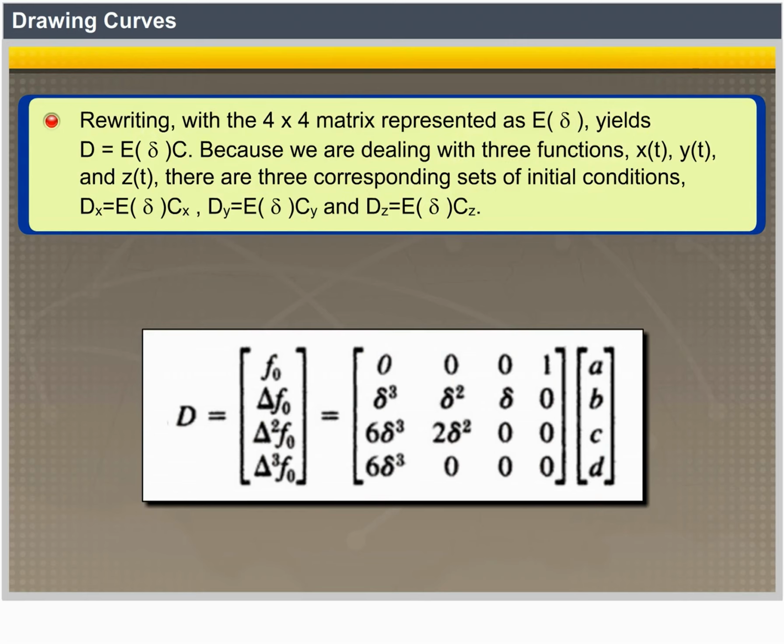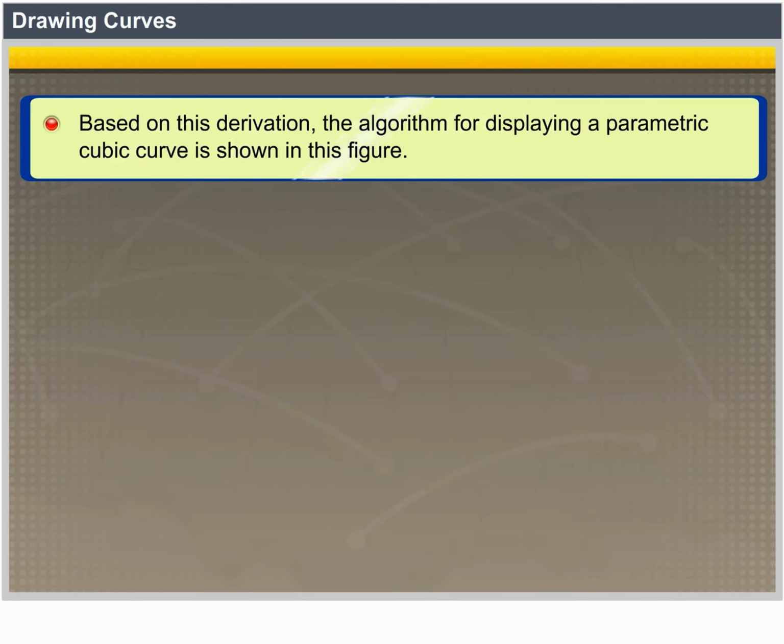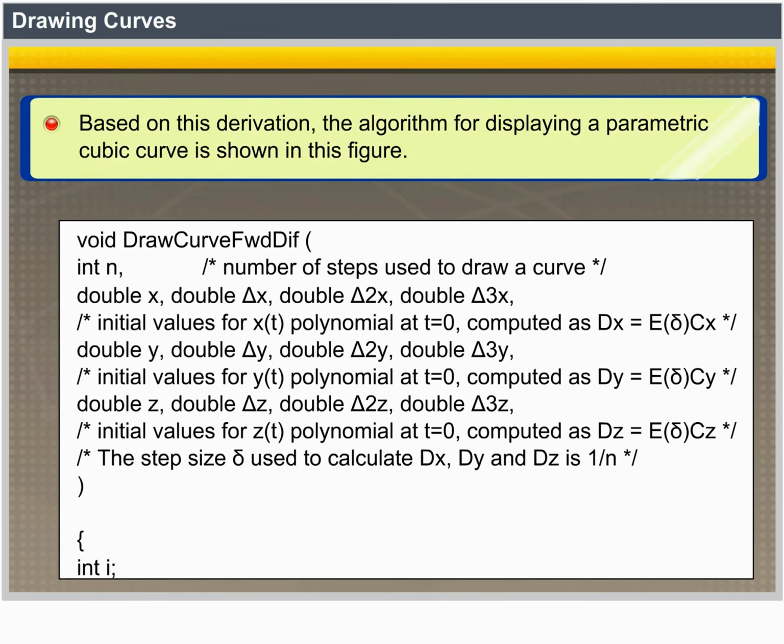Rewriting with the 4x4 matrix represented as E of delta yields D equals E of delta times C. Because we are dealing with three functions, x of t, y of t, and z of t, there are three corresponding sets of initial conditions: Dx equals E delta Cx, Dy equals E delta Cy, and Dz equals E delta Cz. Based on this derivation, the algorithm for displaying a parametric cubic curve is given in this figure.